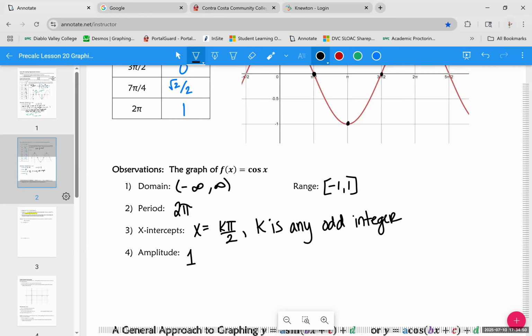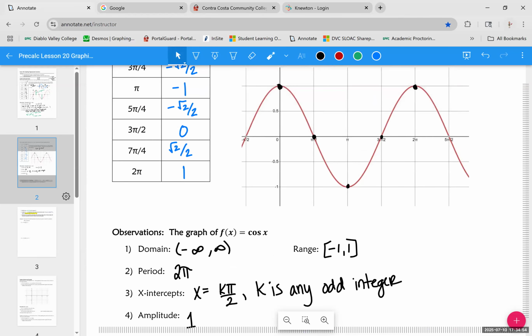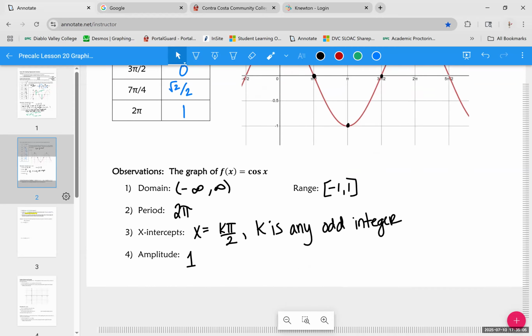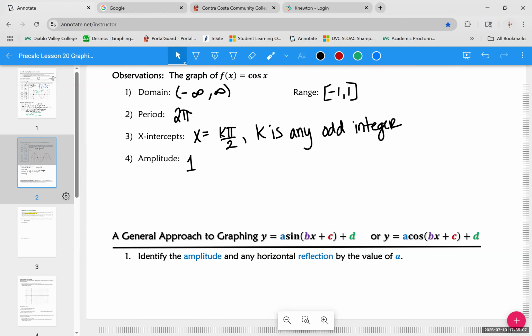So these are the base graphs for sine and cosine, and these are what we need to know the shape of. We need to know how they're different, sine starting at 0, 0, cosine starting at 0, 1. And in the next video, what we're going to do is start translating these graphs up, down, left, right, etc.